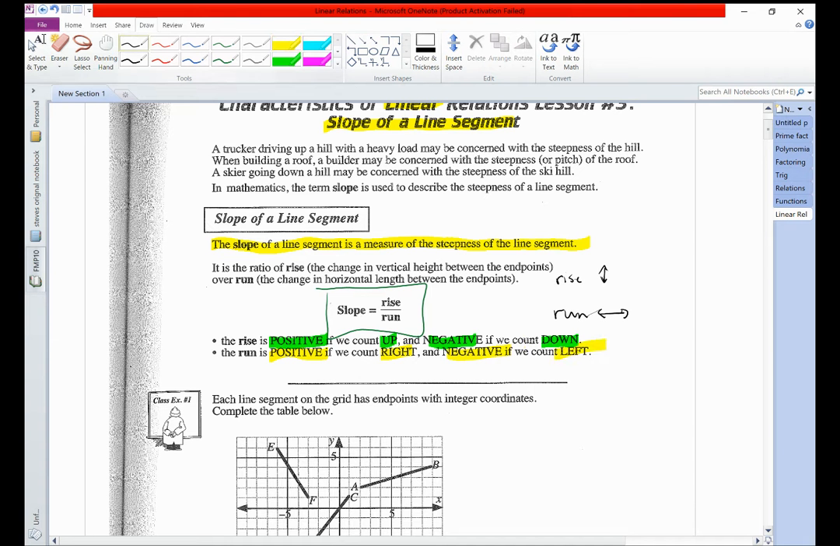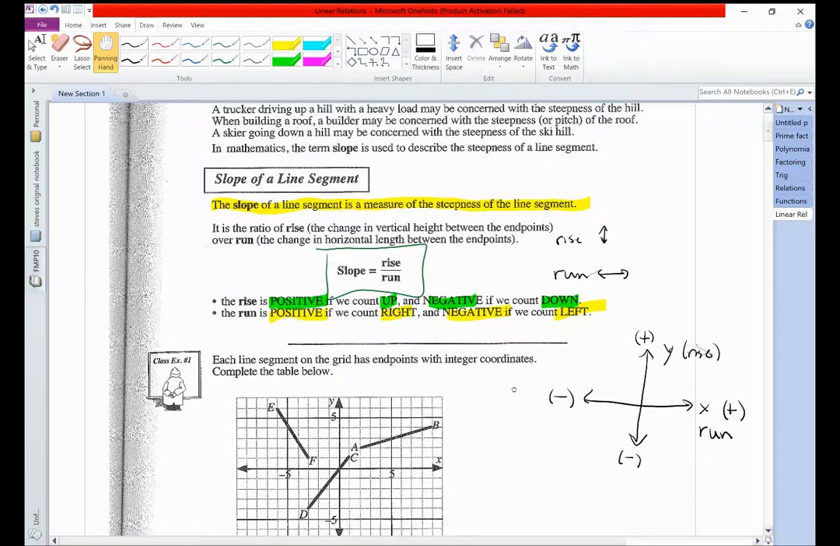The easiest way to remember that is just like our graphing or our Cartesian plane: the y, which is the rise, up and down, is positive going up, negative going down. And the x, which is the run, is positive to the right and negative to the left. That's the easiest way to remember that. So it's just like the Cartesian coordinates.